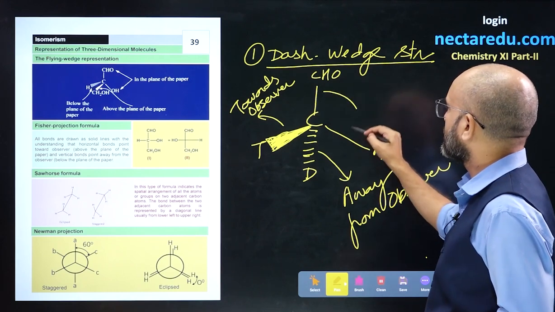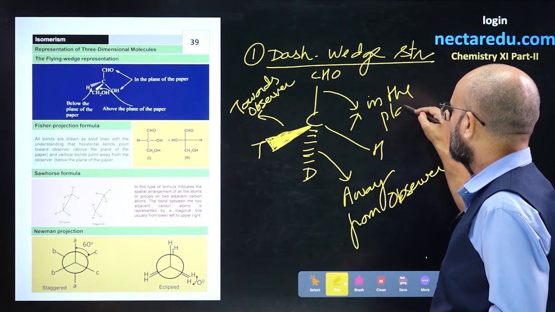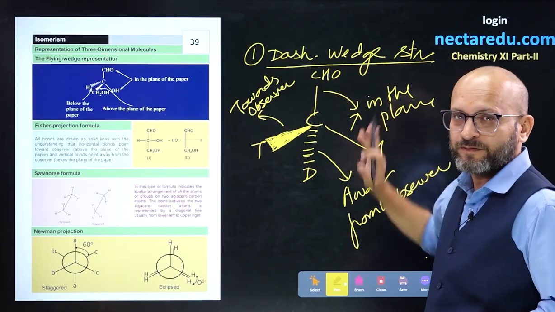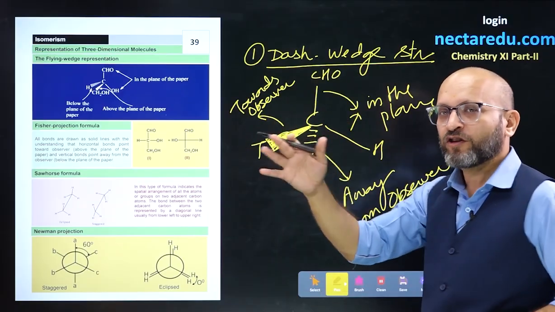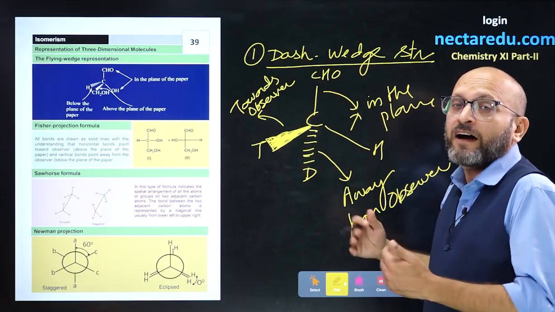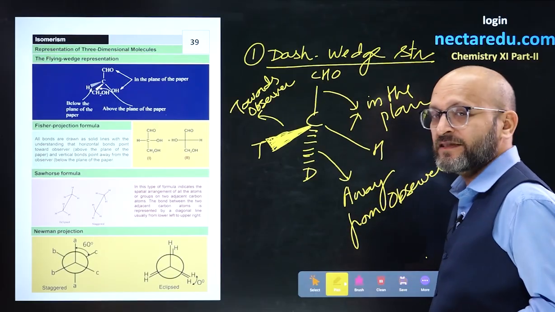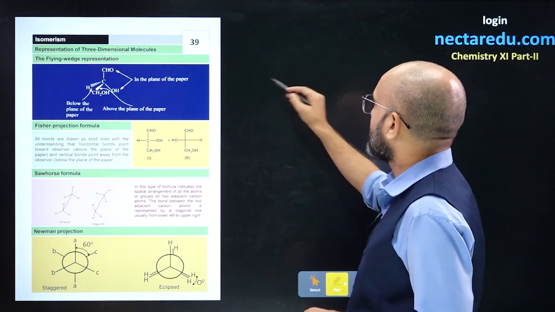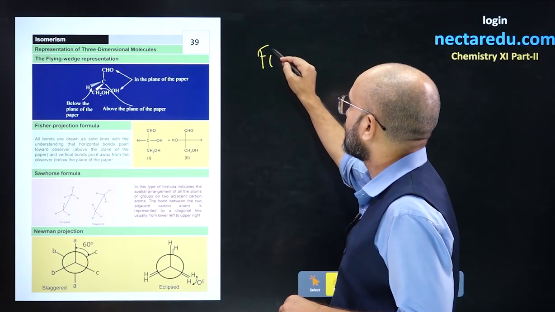Next, these two bonds are in the plane of the board, right? So if you have the solid bond, that means this is towards the observer, and this dash bond means behind, or away from the observer, behind the plane. And these two plain bonds mean they are in the plane of the board. Now there is another method. This was dash and wedge. Now I'll be explaining Fisher projection.